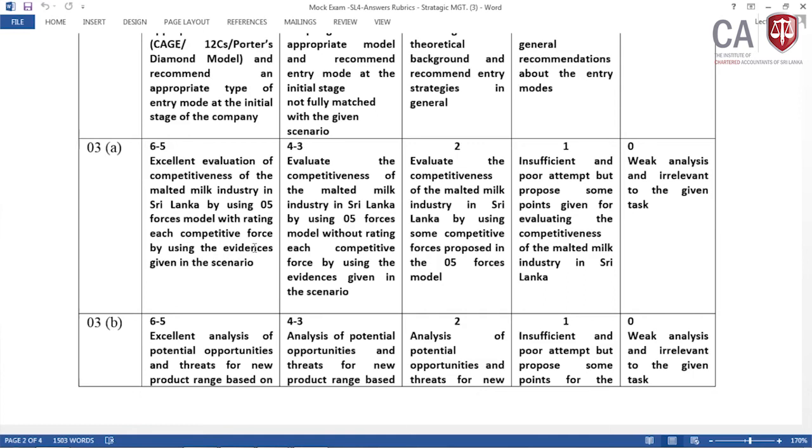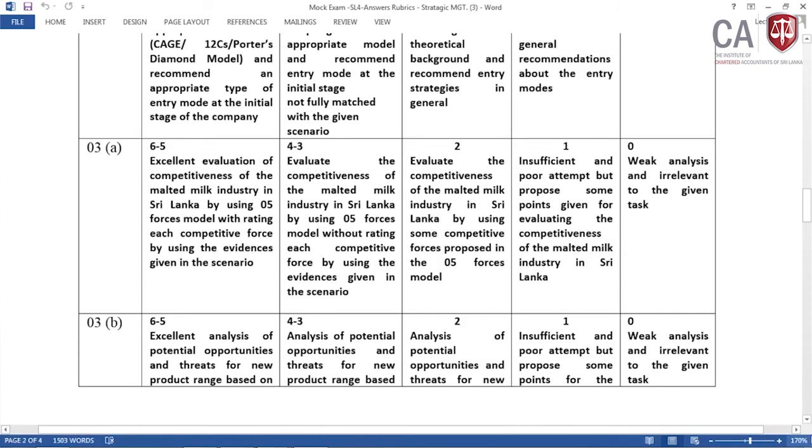Then 4 to 3 marks: evaluate the competitiveness of the malted milk industry in Sri Lanka by using the 5 forces model without rating each competitive force, using the evidence given in the scenario. We rate actually, we say high, low, medium, like that. Next, 2 marks: insufficient and poor attempt, but proposes some points for evaluating the competitiveness of the malted milk industry in Sri Lanka. 1 mark. Weak analysis and irrelevant to the given task, 0.